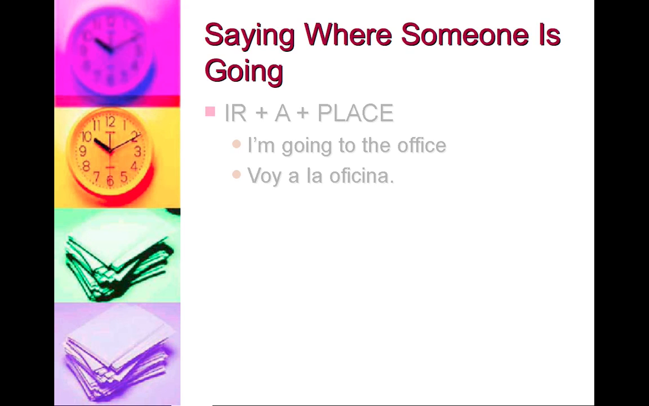All right. You need to know this formula. It's very important. We're going to use it a lot throughout this chapter. Saying where somebody is going: it's the verb ir, conjugated, plus a, plus the place. So, if you're going to say, I'm going to the office, you conjugate ir to the yo form, which is voy. And then you stick in that word a because that means to. So voy a, and then the place, la oficina.